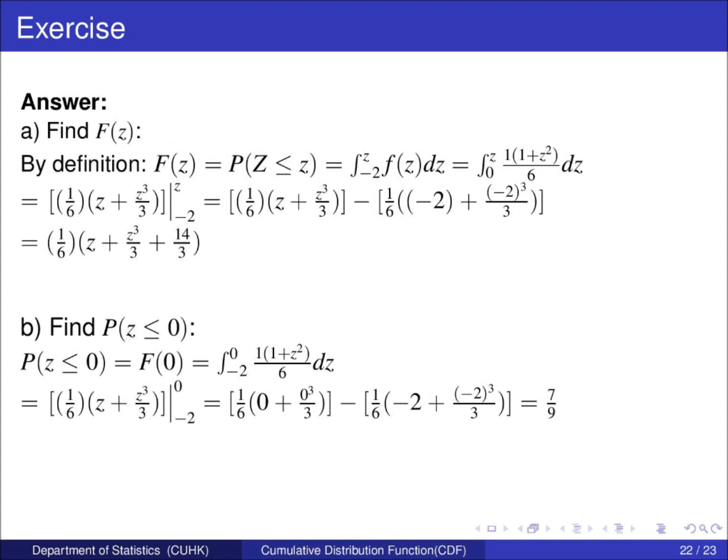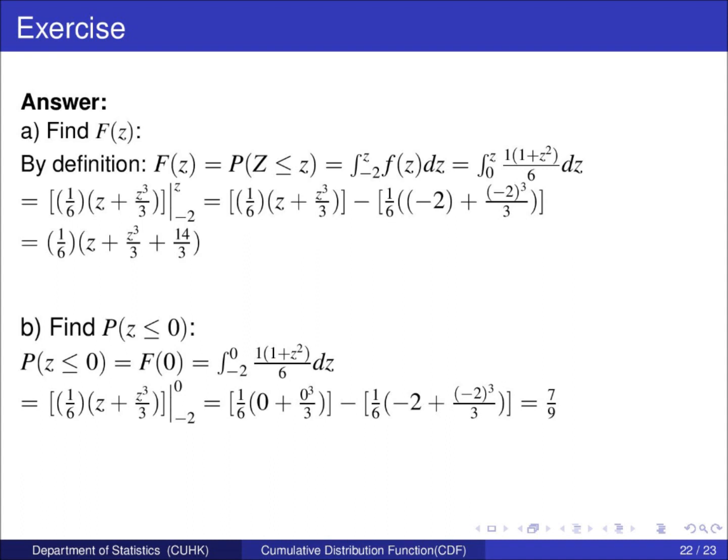So here's the answer. For part A, we are going to find the CDF. So F(z), the capital F(z), the CDF, will be equal to the integral of 1 times (1 plus z squared) over 6 from -2 to z, dz. By simple integration skills, we can get the CDF will be equal to 1 over 6 times (z plus z cubed over 3 plus 14 over 3).